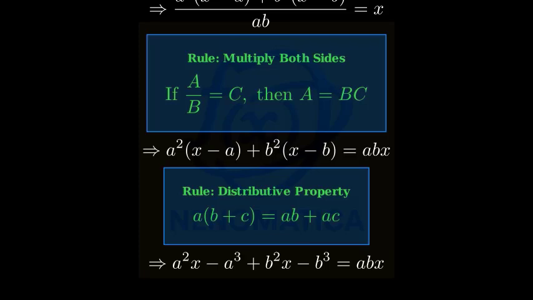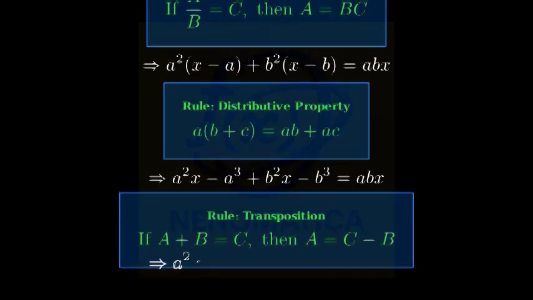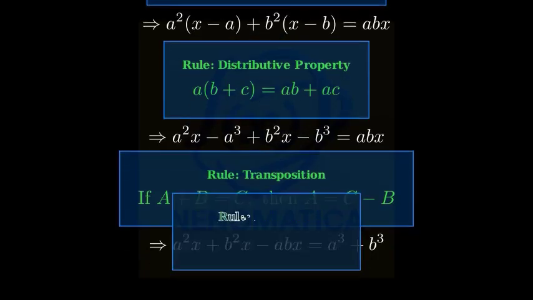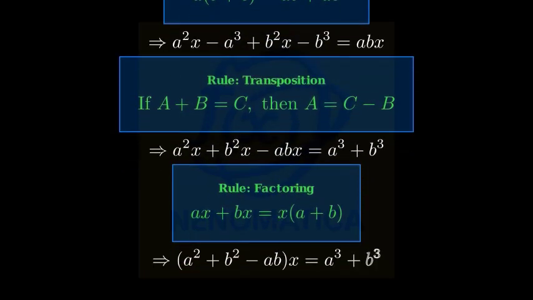Setting them equal to abx, we get a squared x minus a cubed plus b squared x minus b cubed equals abx. Now we'll rearrange all terms with x to the left side and all other terms to the right side. Subtracting abx from both sides, we get a squared x plus b squared x minus abx equals a cubed plus b cubed. Now, we'll factor out x from the left side. This gives us x times (a squared plus b squared minus ab) equals a cubed plus b cubed.